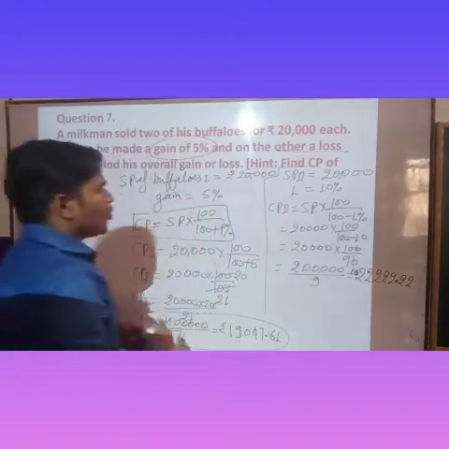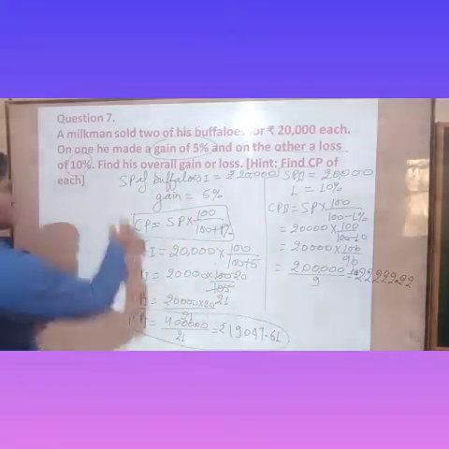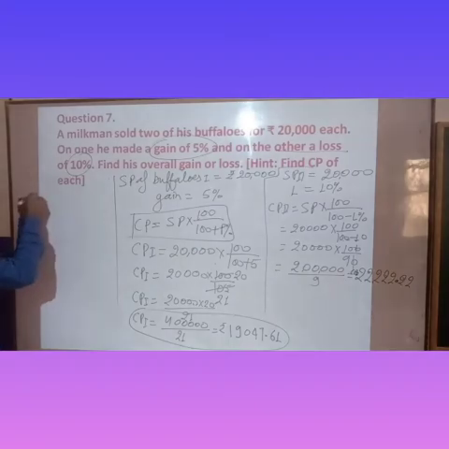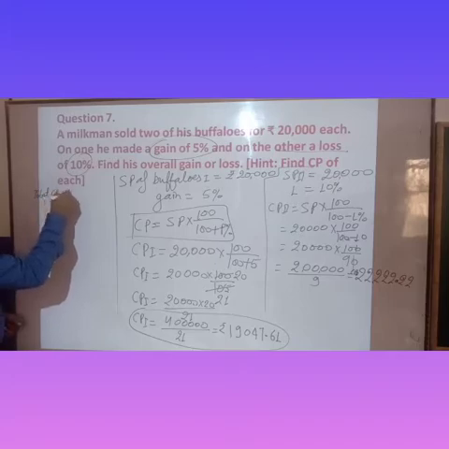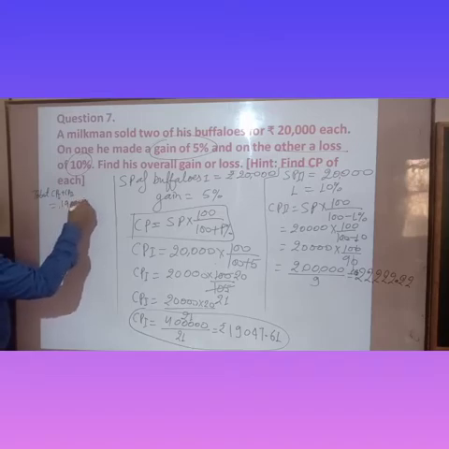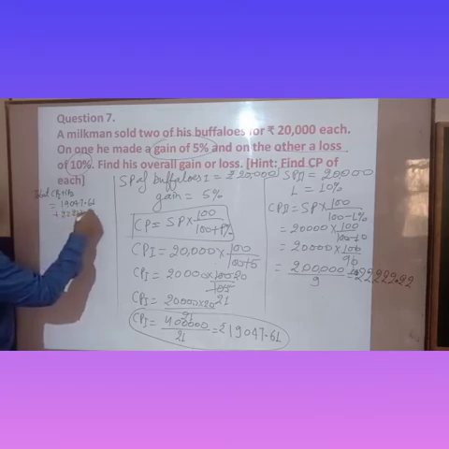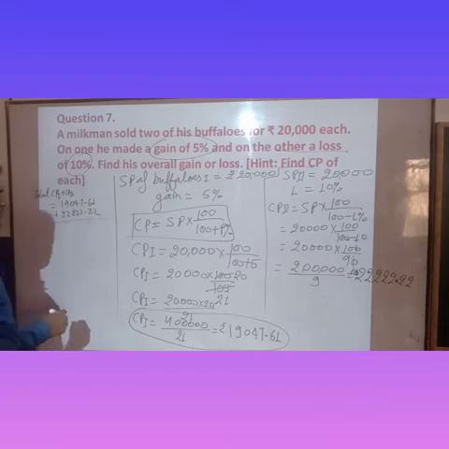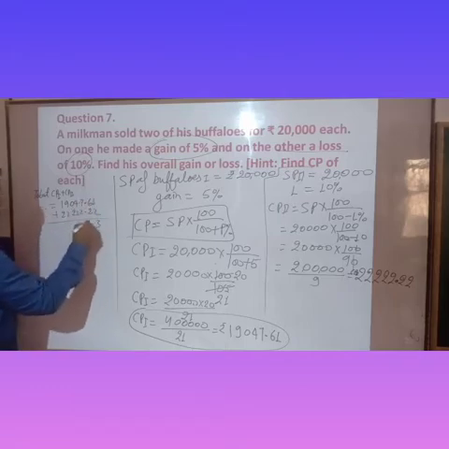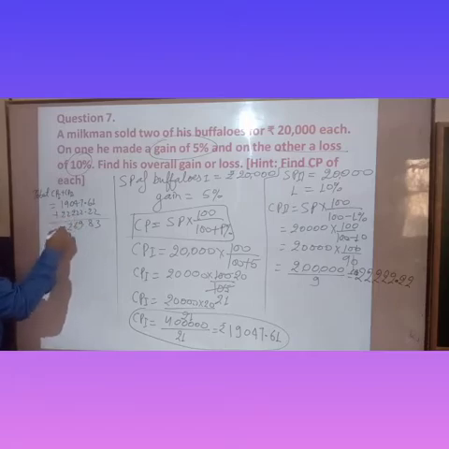Now children, we will find the overall SP and overall CP. Total CP means CP first plus CP of second, that is 19,047.61 plus 22,222.22. When we add it, we get 41,269.83 rupees as the total CP.